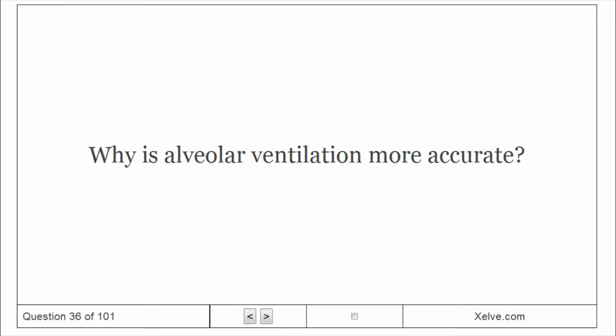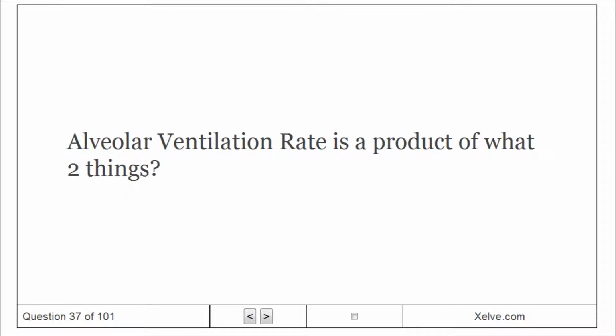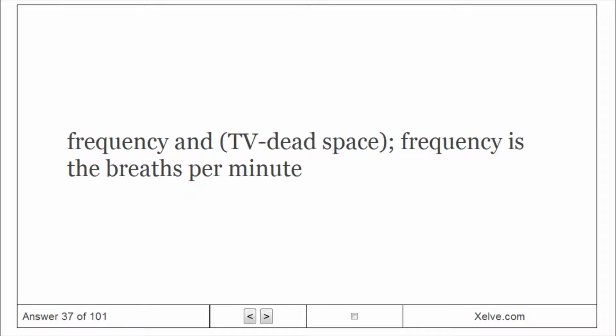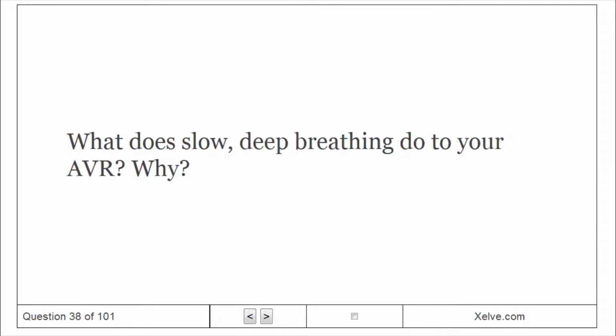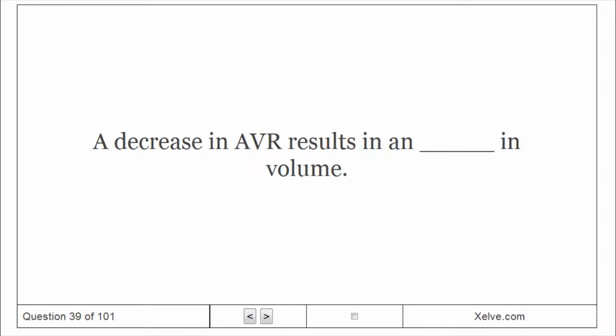Why is alveolar ventilation more accurate? It takes dead air space into account. Alveolar ventilation rate is a product of what two things? Frequency, and frequency is the breaths per minute. What does slow, deep breathing do to your AVR? Increases it more rapidly than shallow breathing because you are able to receive and utilize more air particles with deep breathing than with short, quick breathing. A decrease in AVR results in blank in volume. Increase.